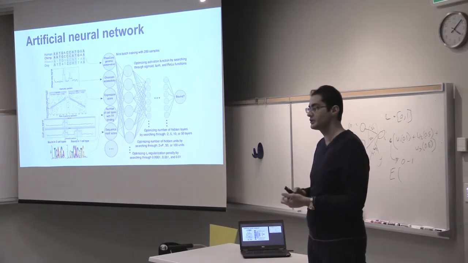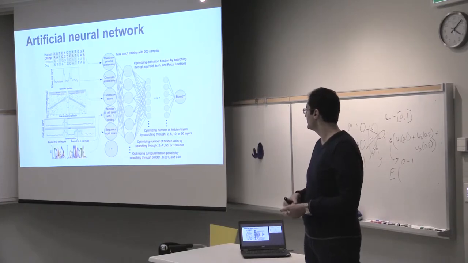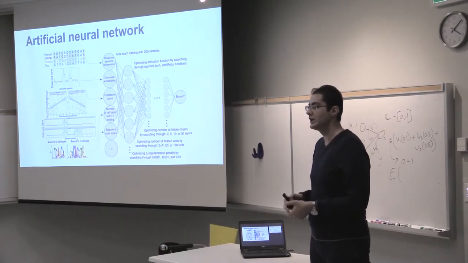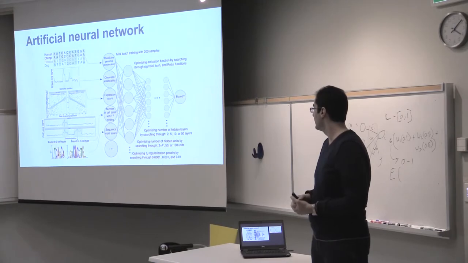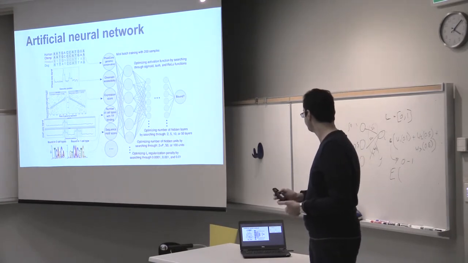There are many hyperparameters that we have to define when designing the architecture, and we do this by four-fold cross-validation using data of just four chromosomes to limit the computation.